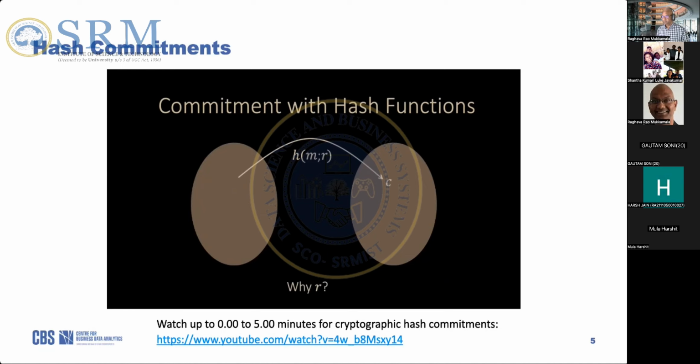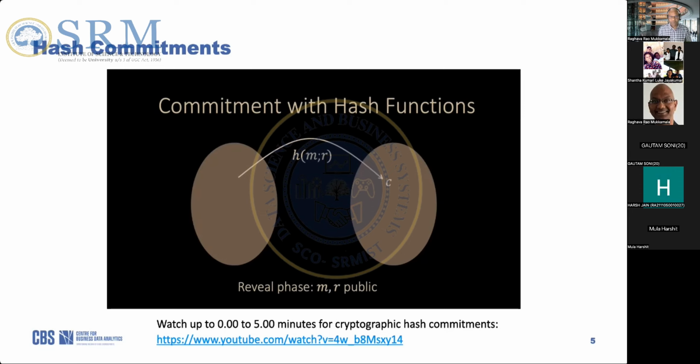The main reason is to hide the message, no matter how short and simple the message may be. For example, if one wants to commit between choices yes and no, then it would be easy for Sherlock to just hash both, yes and no, and see what the commitment value is. In the reveal phase, Watson will send both the message, M, and the random number, R, and Sherlock can then recompute the hash function. This makes the protocol correct.